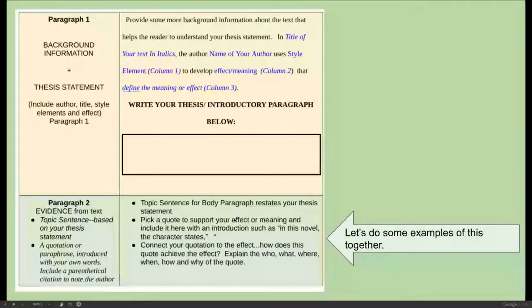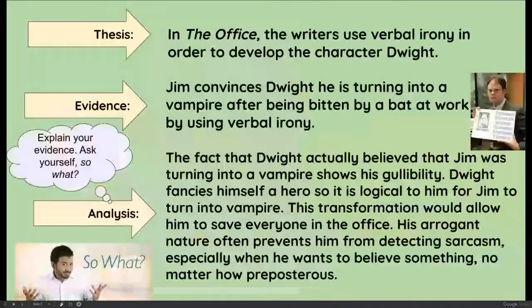Now, this is what your planner looks like. You've already written your thesis statement and introductory paragraph. You've already written your topic sentence, and you've already picked a quotation. But now, this is where you have to explain it. How does this quotation support my thesis statement? And this is where the "so what" strategy comes in.